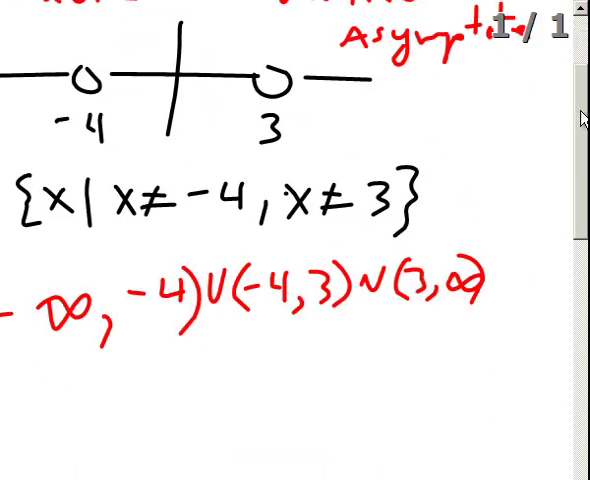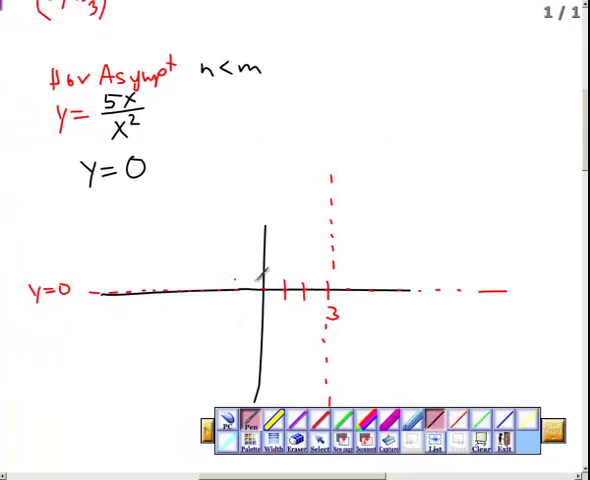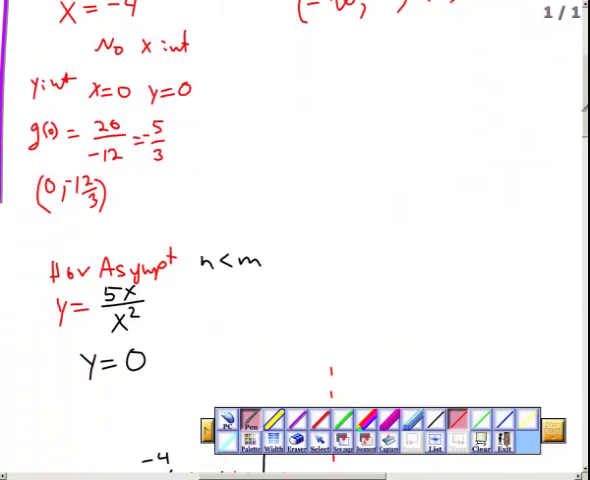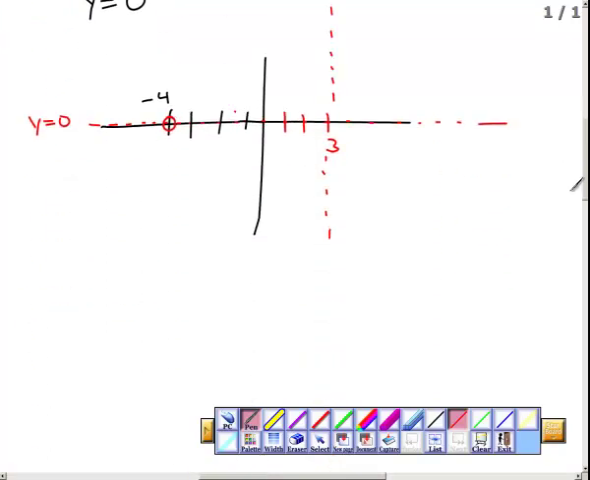We also said that our x-intercept at negative 4 is a hole. We said that's going to be a hole. And our y-intercept, we said was negative 1 and 2/3. So here's negative 1, negative 2, negative 1 and 2/3. It'll be about there.